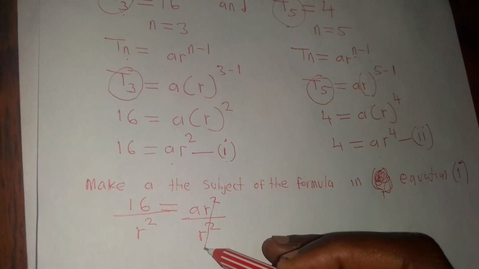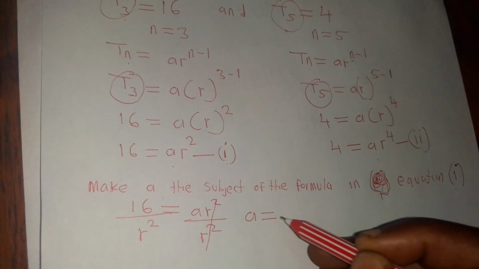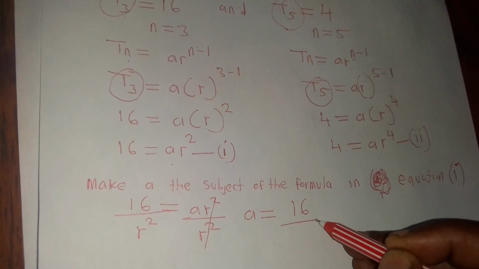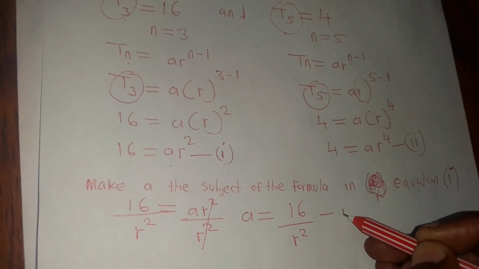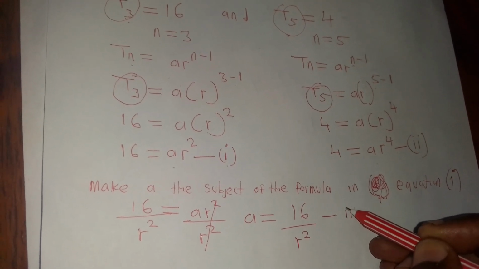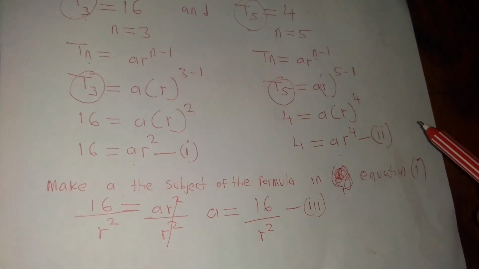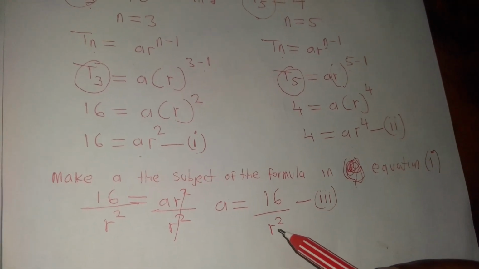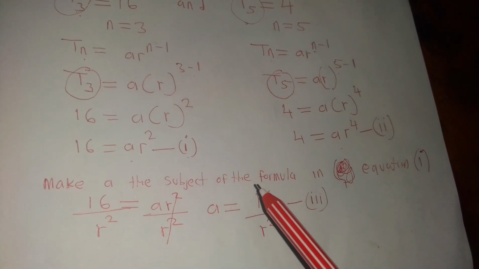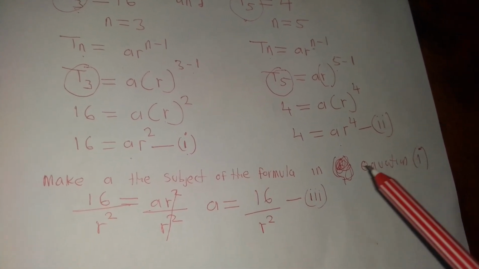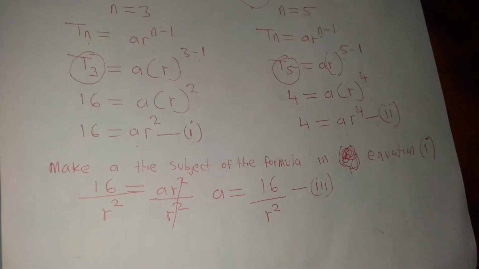So you cancel this so that this A remains alone. So A will be equal to 16 over R power 2. This is called equation 3. Since we have equation 1, equation 2, then equation 3, we are saying make A the subject in equation 1. So A now, it is the subject.